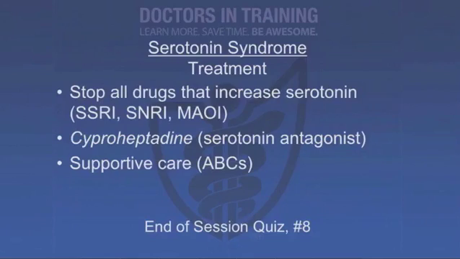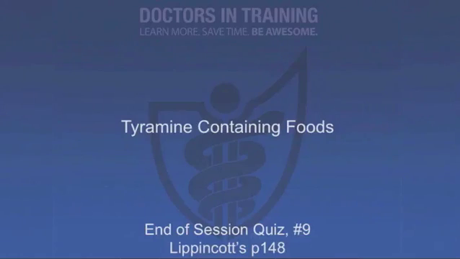If someone looks like they're in trouble, you want to support all of their major functions, ABCs, all that type of stuff. What food should patients taking MAOIs avoid? Those are your tyramine-containing foods. So think of aged cheeses, think of alcohol. Anything that has tyramine in it, you've got to avoid.